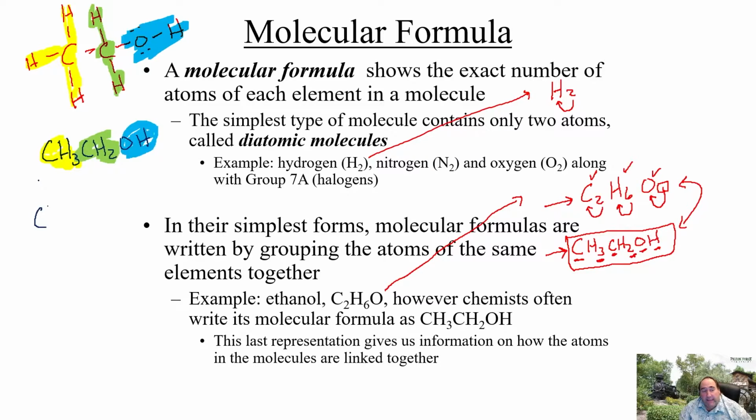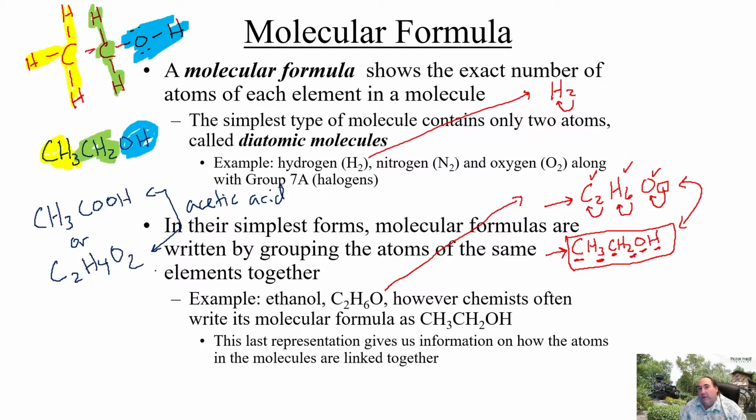Another example of that is CH3COOH, or sometimes this is written as C2H4O2. These are both what are referred to as acetic acid. And acetic acid is basically the major component of vinegar. And much like the ethanol example, this one pretty much just tells you what's present. And again, there's 2 carbons, 1 and 2. There are 4 hydrogens, 3 and 1 is 4. And there's 2 oxygens in this case.